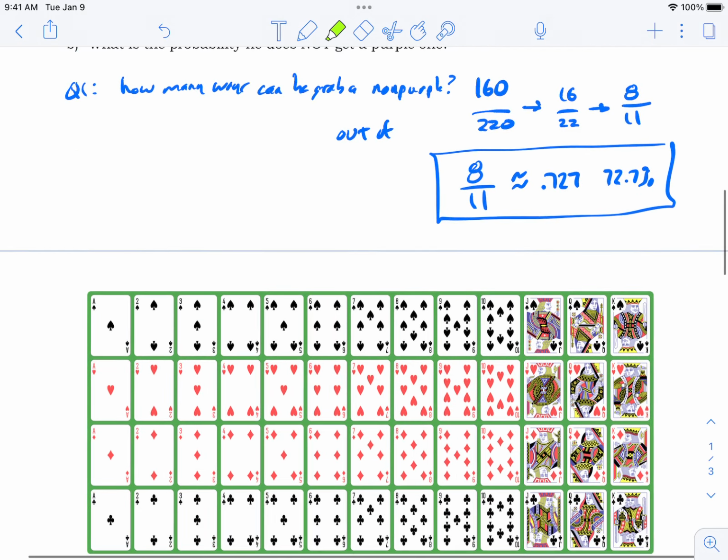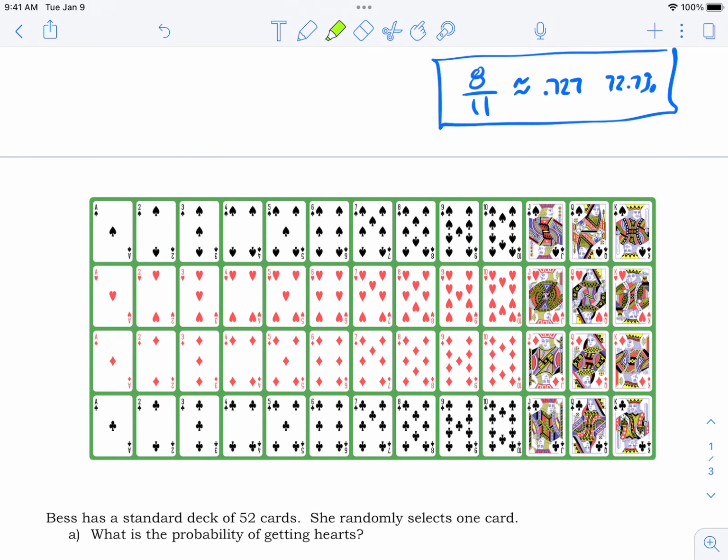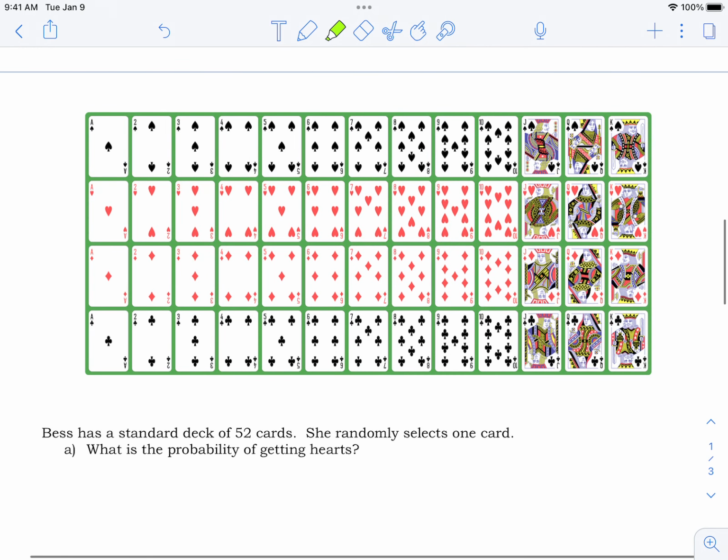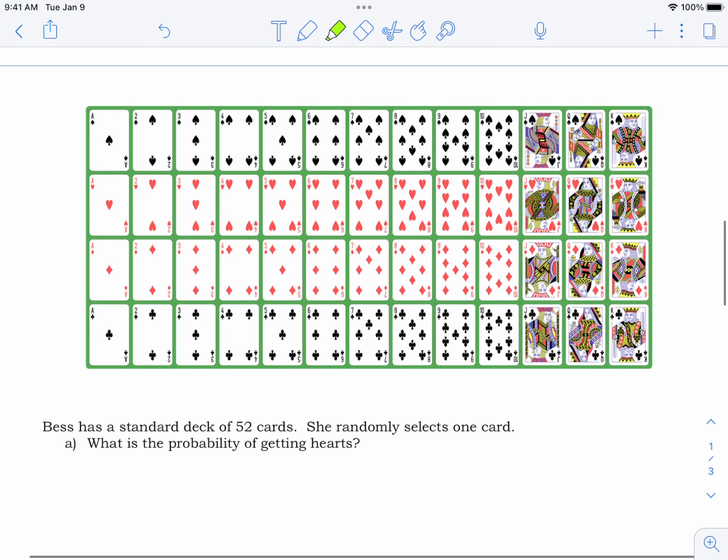Okay. Here's another one. The old deck of cards problem. So just in case some of you don't know what a deck of cards looks like, there's usually 1 or 2 people who don't. This is a standard deck of playing cards. Notice we got 4 suits.